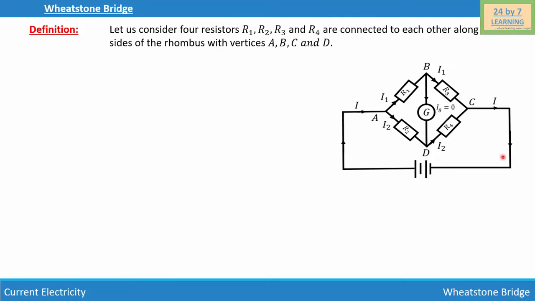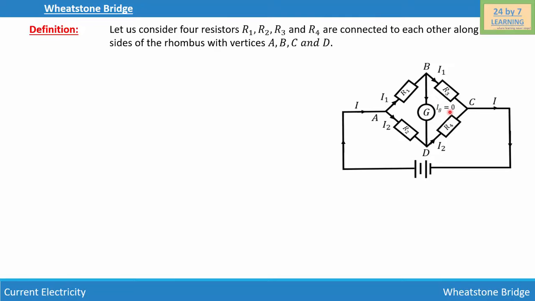passes through the circuit, as well as I ampere of current is leaving the circuit too. Now, let the resistance across the arm AB be R1, across BC is R3, AD is R2, and across DC is R4. And the current that passes through ABC is I1, and the current through ADC is I2. As we can see, the current through the diagonal BD is 0 because there is no current through the galvanometer. That's why Ig, the current through the galvanometer, is 0.